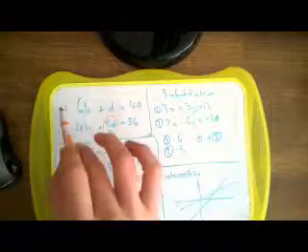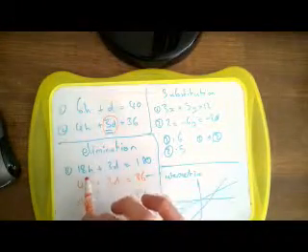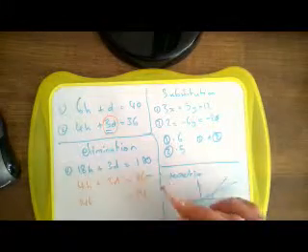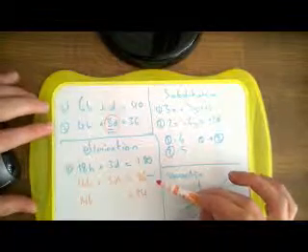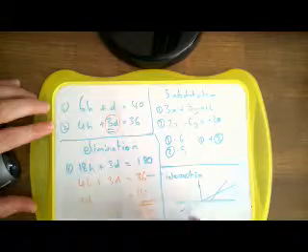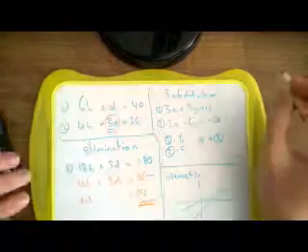So we take the whole of equation 1 and multiply it by 3, giving us 18h plus 3d equals 180. Take away the second equation and you have 14h equals 84. Solve for h, plug it back in, and you've got it.